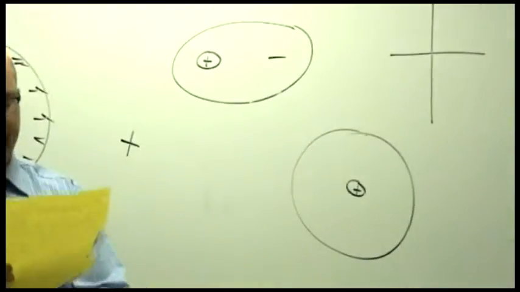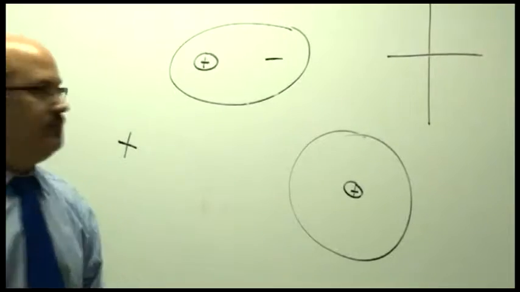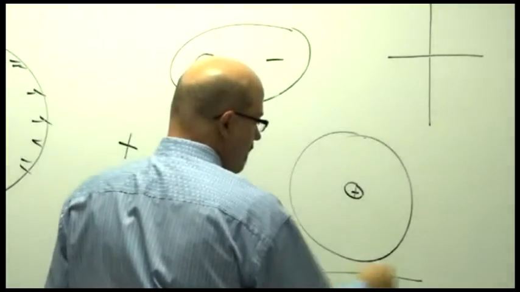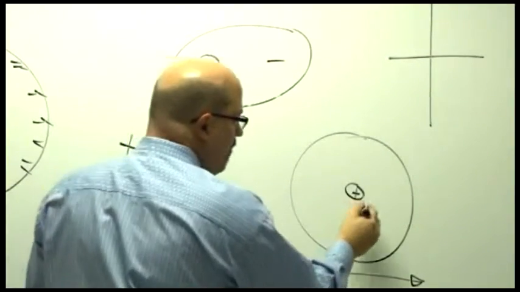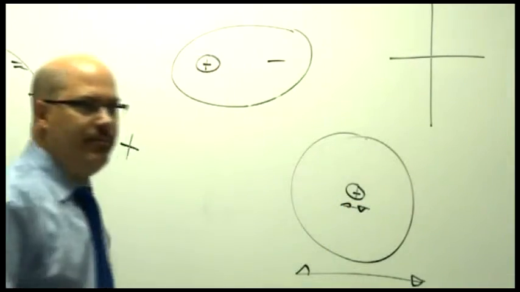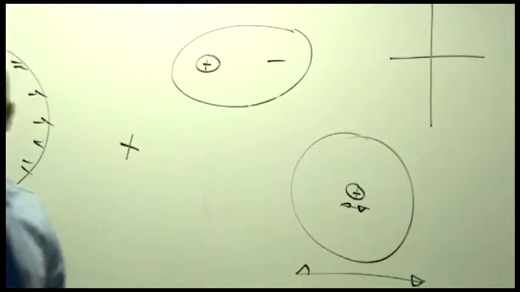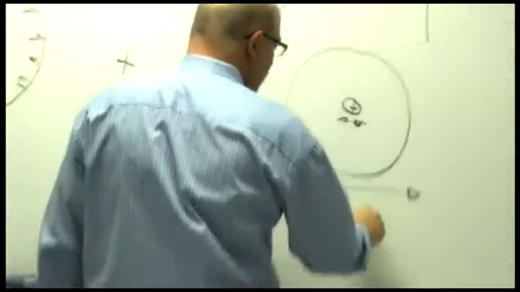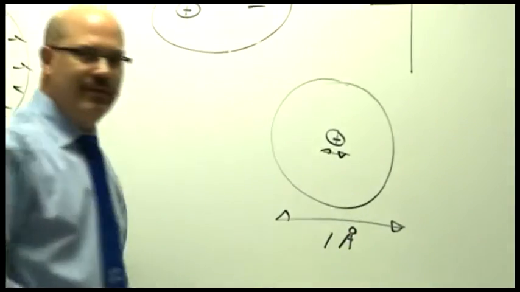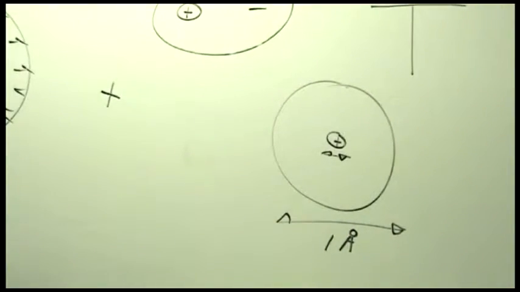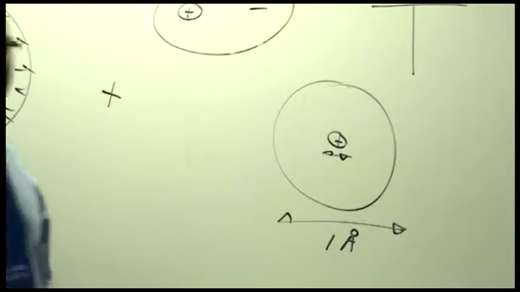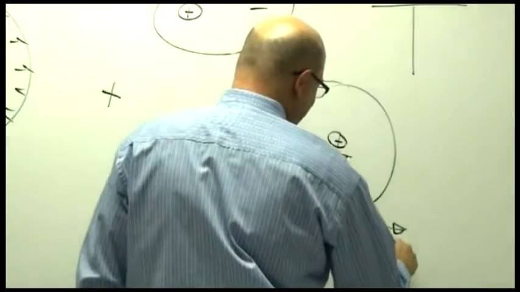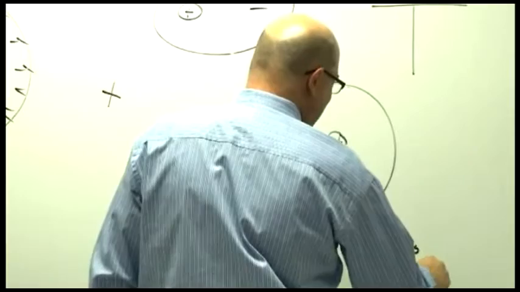All right, size of the atom. How big is this? And how big is this? Do you remember? This is 1 angstrom. Remember that from last year? Remember how big an angstrom is? The atomic unit of measure? 10 to the negative 10th meters.